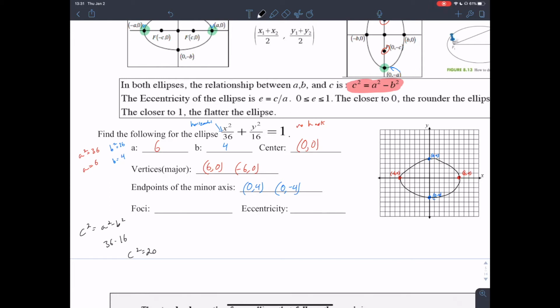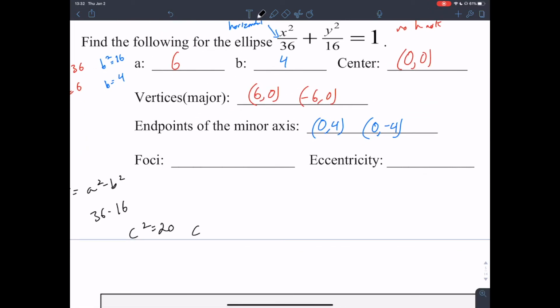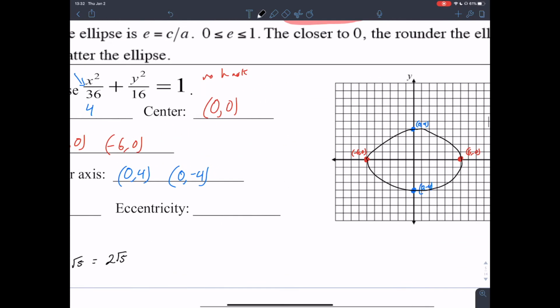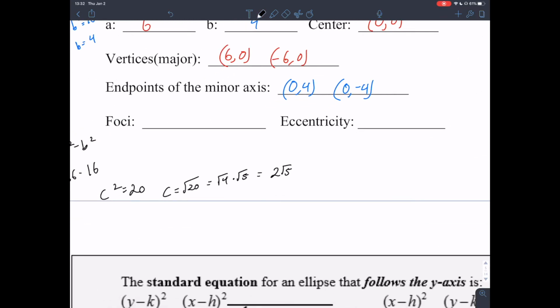And so now that we have this, we can square root both sides. So c equals the square root of 20, which really is just the square root of 4 times the square root of 5, which once we calculate, is just 2 square root of 5. Okay, and so since the foci go here and here, it's not exact. So now we can calculate. So this will be negative 2 square root of 5, because it's 1 from the negative side, and then 2 square root of 5, 1 from the positive side. So those are the two.